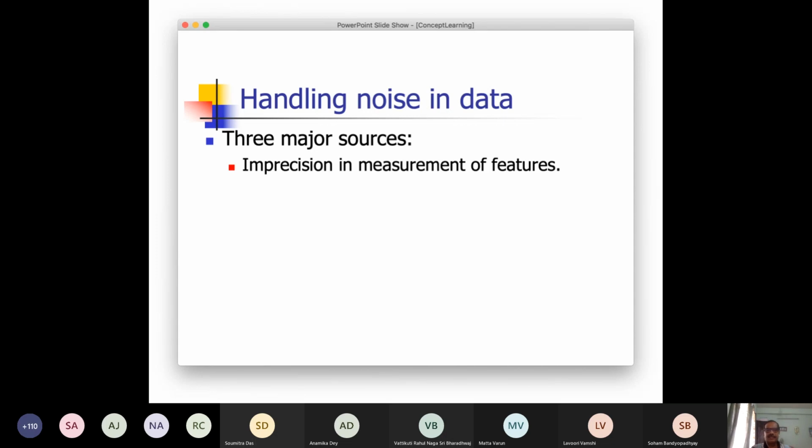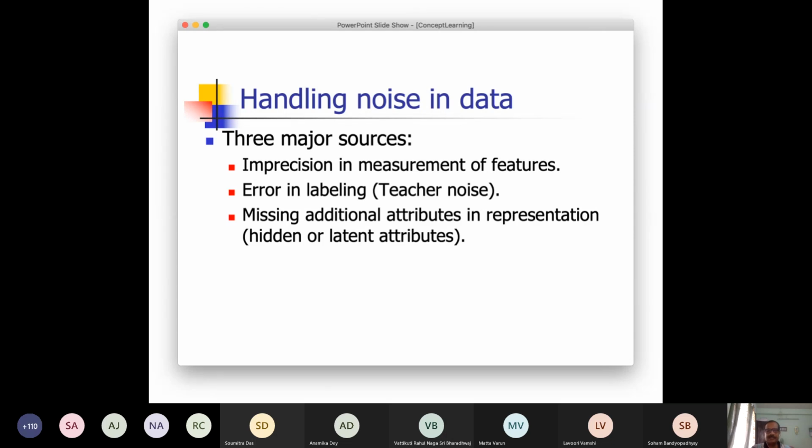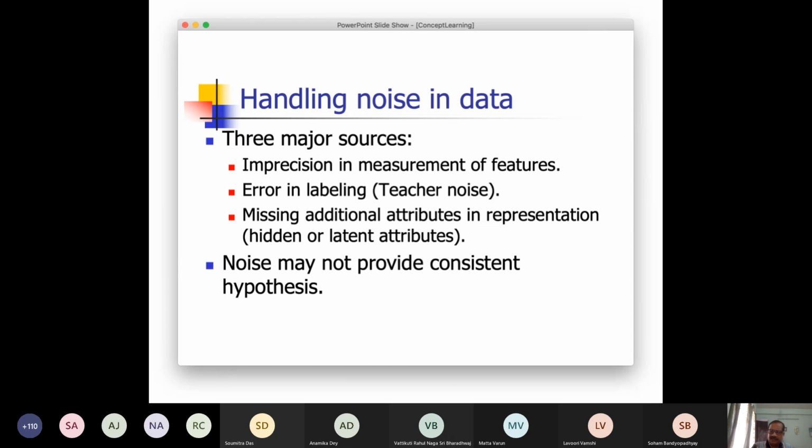There are three major sources of getting the labeled data noisy: imprecision in your measurement of features, error in labeling, which we call teacher noise, and you may miss additional attributes in representation. So your representation itself is not reflecting the total variability of the data. It is not capturing that. There could be some other attributes, latent or hidden, which are not captured in your representation. So that's why you cannot consider the training error to be 0 or the training data set to be error free. You may have noise, and that's why you may not get a consistent hypothesis.